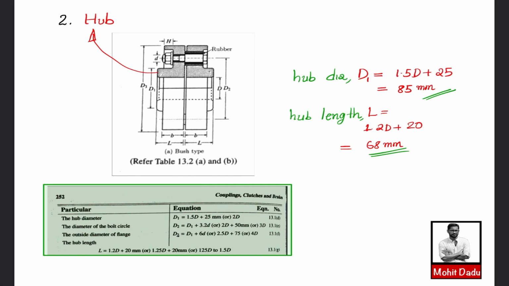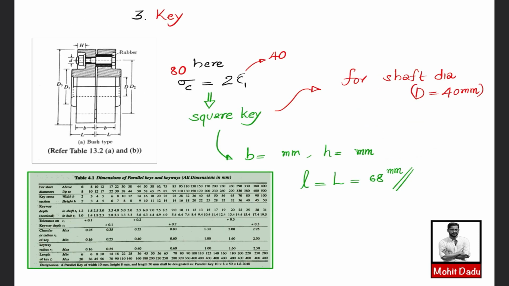Next we will be seeing the design of keys. Here keys are used to connect the hub and shaft elements. We know the crushing stress for the key material as well as the shear stress for the key material, which is 40 and 80. If you have the condition sigma c is equal to 2 times the allowable shear strength for the key material, in such a case we will be selecting the square key. So we have to select a square key for the shaft diameter of 40 mm.